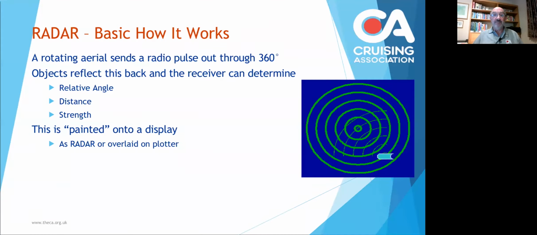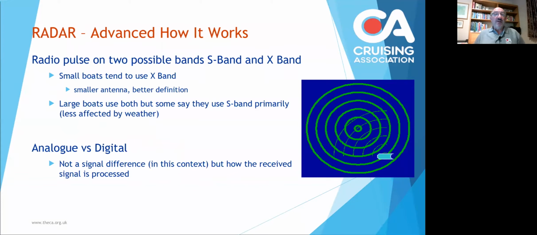And of course, that information is then painted, is the word normally used, onto your radar screen or maybe overlaid onto your plotter. Now, it's useful to know that there are two types of radar that are typically used in marine. There's the S-band and the X-band. Smaller boats tend to use the X-band because the actual radar antenna can be smaller and it gives you slightly better definition. But big boats, ships in other words, typically use the S-band primarily because it's less affected by weather. So it's an important thing to be aware of, and we'll come into why in a second.